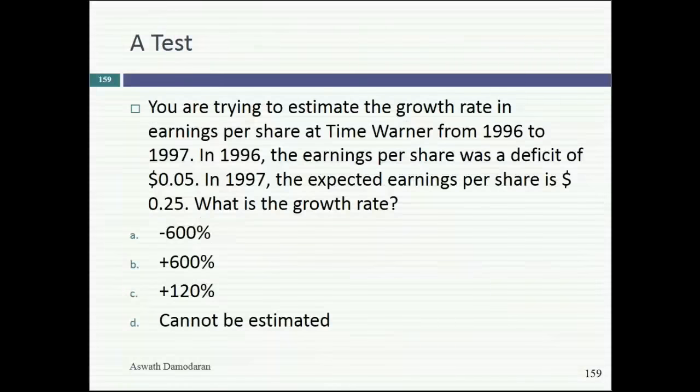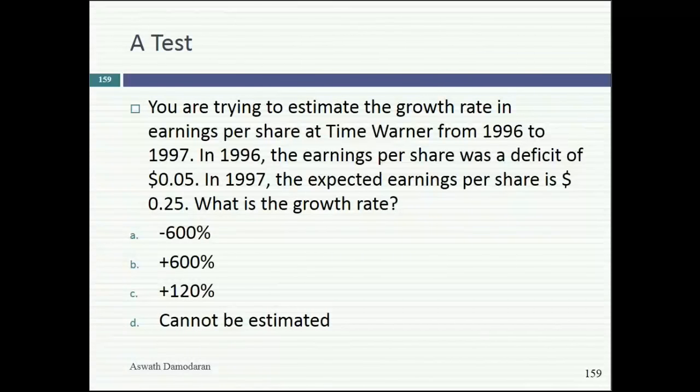So let's say that I came to you with a company, Time Warner in 1997. Time Warner in 1997 saw its earnings jump from minus 5 cents the previous year to plus 25 cents. So in '96, they lost money. In '97, they made money. You say, big deal, so what? I have a very simple mechanical question for you. First, was this a good year or a bad year? If you look at the numbers, you went from minus 5 cents to plus 25. At least you're moving in the right direction. It's a good year, right?